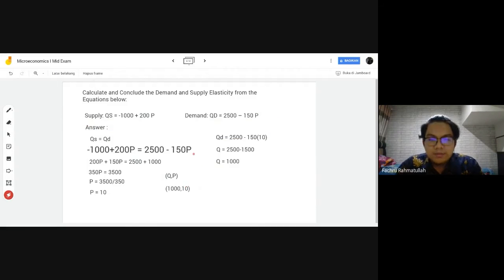But we're not done yet. We need to find the elasticity, whether this product is elastic or inelastic. How do we do that? We need to move to the next, because this is already full.